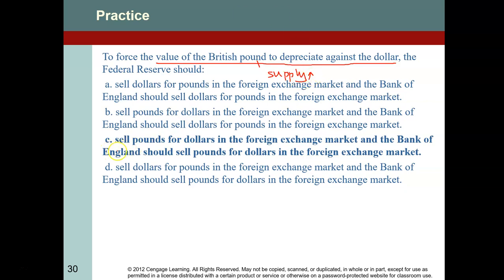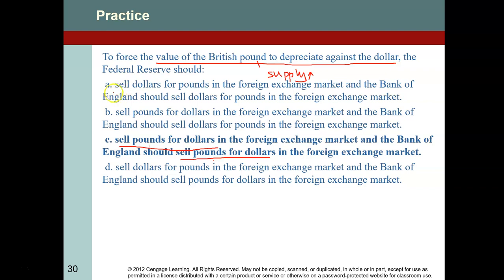So if we sell pounds for dollars, both the Federal Reserve and the Bank of England should both sell pounds for dollars in the exchange market. So pound supply is going up, so its value goes down. Dollar demand will go up, so its value will go up.